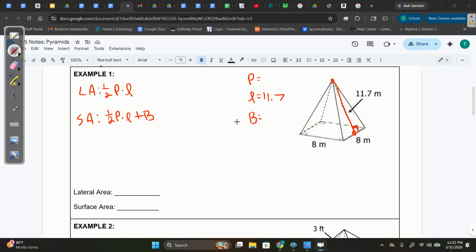The perimeter and area of the base both deal with the base. So I'm going to make myself a little 2D sketch of my base right here. This is an 8 by 8 square. So every single side here is going to be 8. The perimeter adds up all the sides of my shape. So 8 plus 8 plus 8 plus 8. Or if you prefer, 8 times 4.